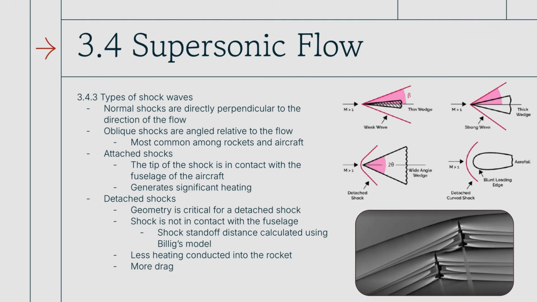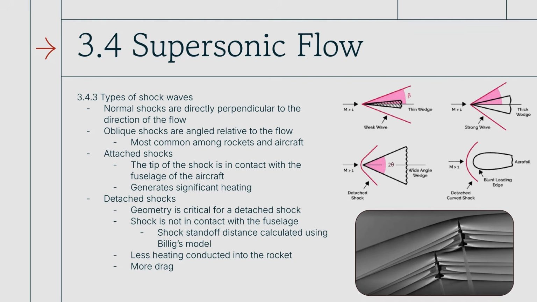Different types of shockwaves. There's a lot of different ones. So the simplest one is a normal shockwave, essentially exactly perpendicular to the direction of the flow. You don't really see this very often because it requires quite specific conditions. What you're actually going to see are oblique shocks. So again, that oblique refers to there being some sort of angle in the shock.